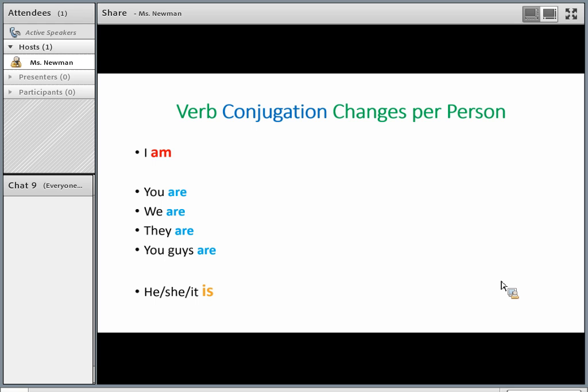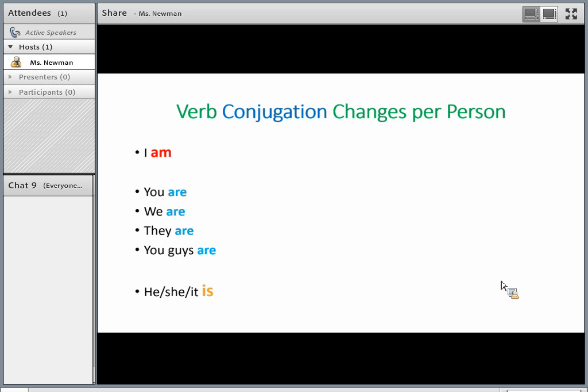So here we have I am, you are, we are, they are, you guys are, he, she, or it is. Okay, am, are, is all come from the verb to be, right? These are conjugations of the verb to be. Conjugations, I want you to be so familiar with that word. I don't want you to be afraid of that word.